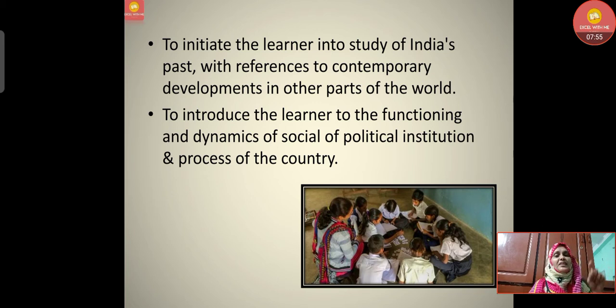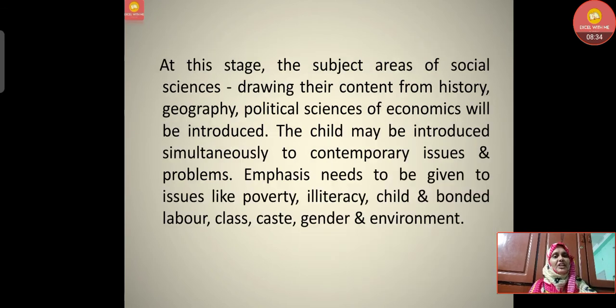So what happens here? They will be able to understand what happened in the past if we teach the social sciences, like the ancient history, medieval period and then modern. Then modern will come in the secondary stage. First, initially, what happened in our past, they will understand. Then to introduce the learner to the functioning and dynamics of social or political institutions and processes of the country. So the student will be introduced to the political institutions, the organs of the government, they will understand in this stage.